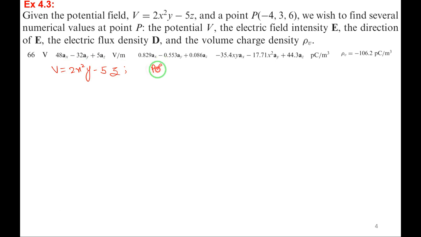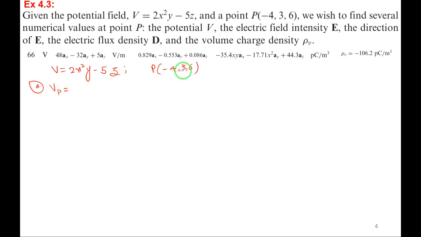And point P, this is at point P, so (-4, 3, 6). First what they have asked: find the potential at this point, find out all these things. Potential, electric field intensity, right? So first, part A, potential at point P.